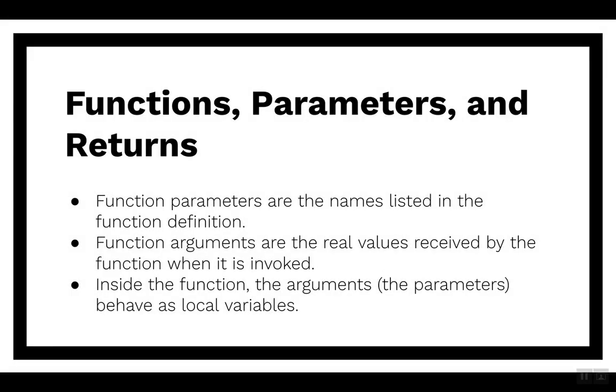Usually the parameters you see are passed in when you call the function. In the case of the multiplication function you saw, it took in two parameters that had two numbers and it returned a value. It just returned the product of those two numbers. And inside the function, the parameters behave as local variables.